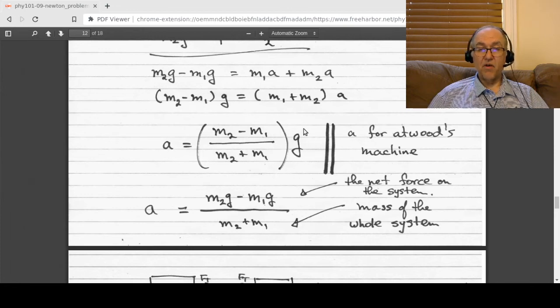You're actually going to be experimentally verifying this in the lab. Okay, so there you are. You're going to be experimentally verifying that.